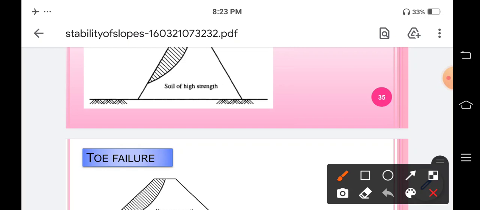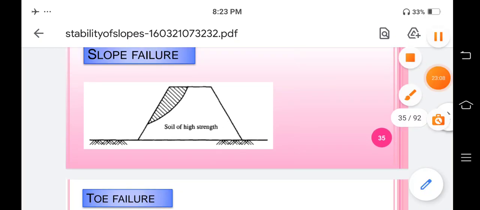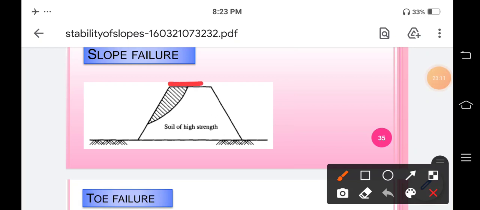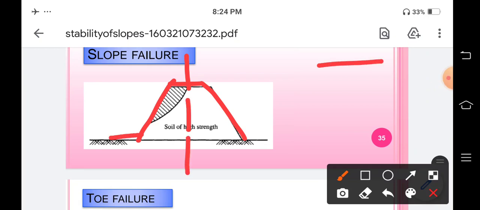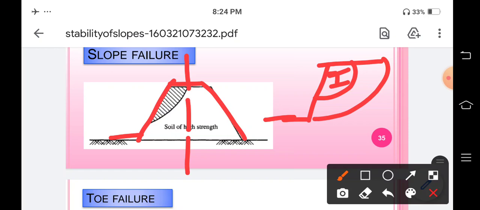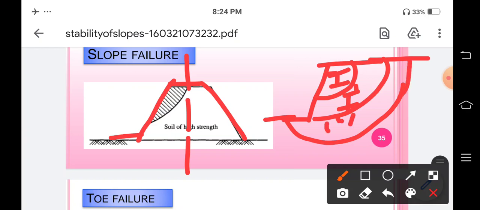So suppose this is your earthen dam. If I take the section along this earthen dam, it will look like this. This is the first failure, a curve which shows the first failure. This is the second failure, and this curve shows the second failure. Then this is the third failure. One by one I will tell you what is meant by these three types of failures.